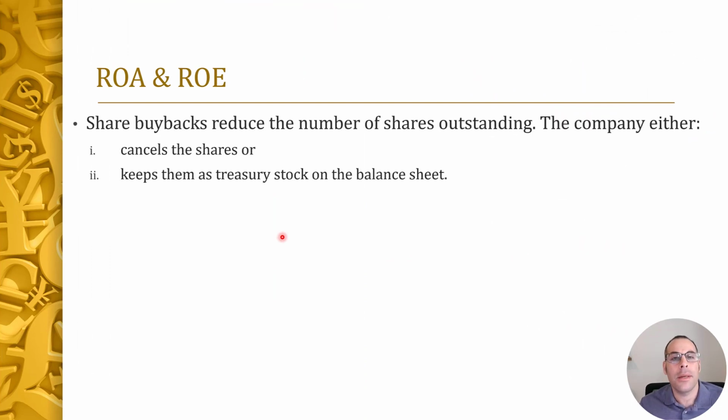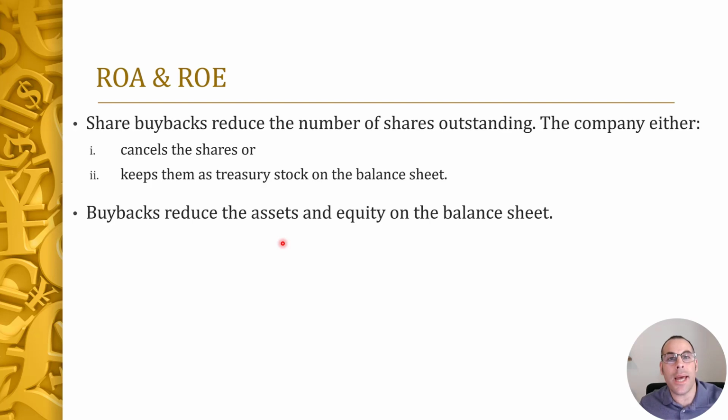So we'll talk about ROA and ROE because these are positively affected from a buyback. As you know, share buybacks reduce the number of shares outstanding. The company either cancels the shares or keeps them as treasury stock on their balance sheet. But either way, the shares outstanding goes down. And buybacks reduce equity and assets on the balance sheet.